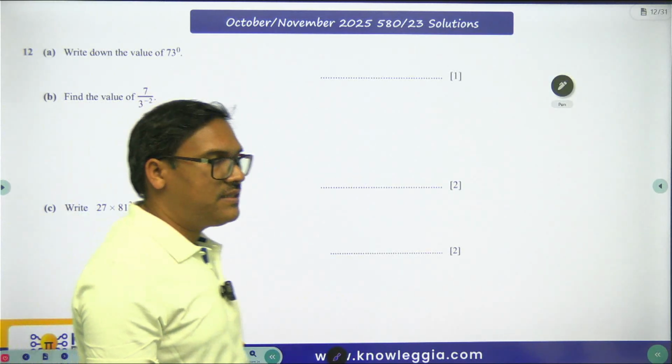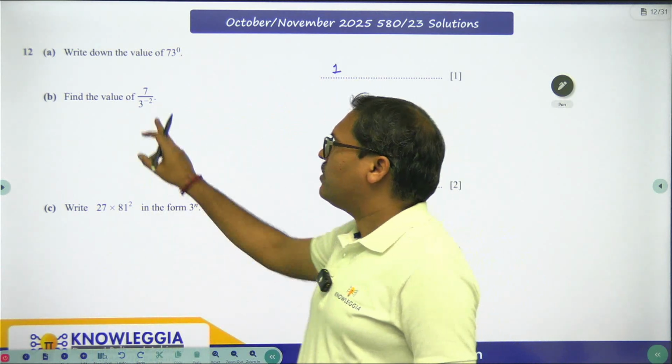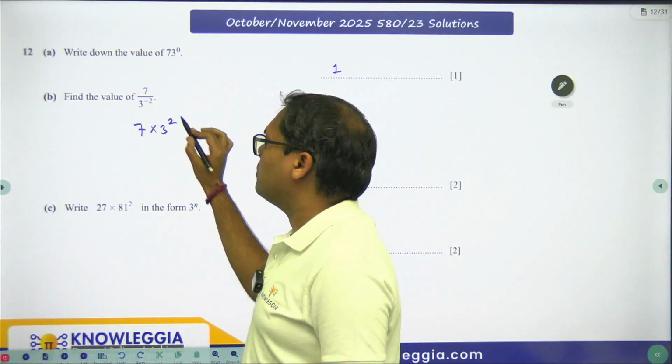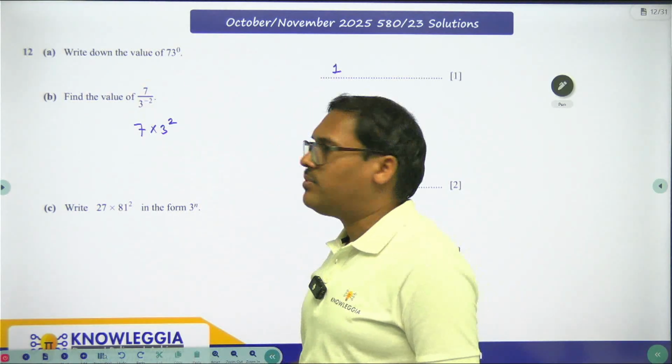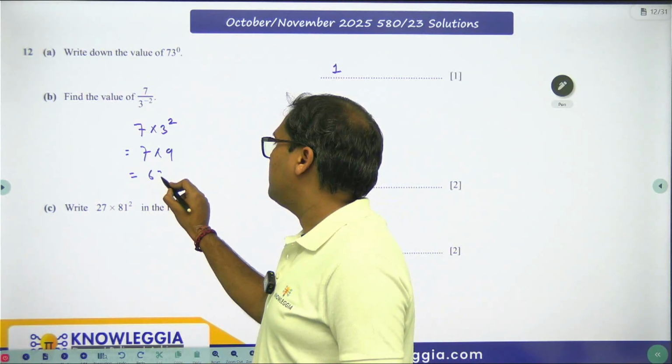Write down the value of 7 to the power 0. That is 1, because anything raised to 0 is 1. Now, what is the value of this? You can see this is 7 into 3 raised to 2. The negative power will go up and become positive. Now, what is this? 7 into 9, which is 63.